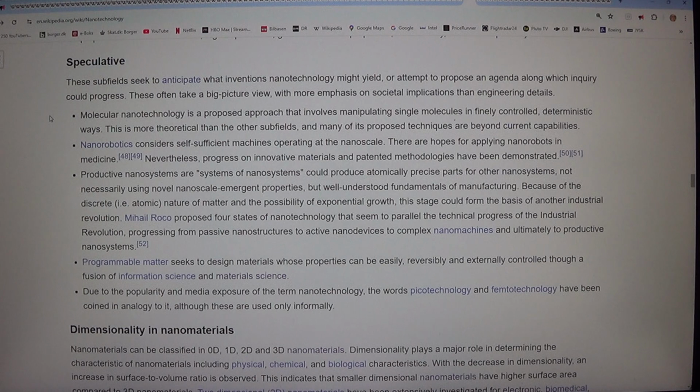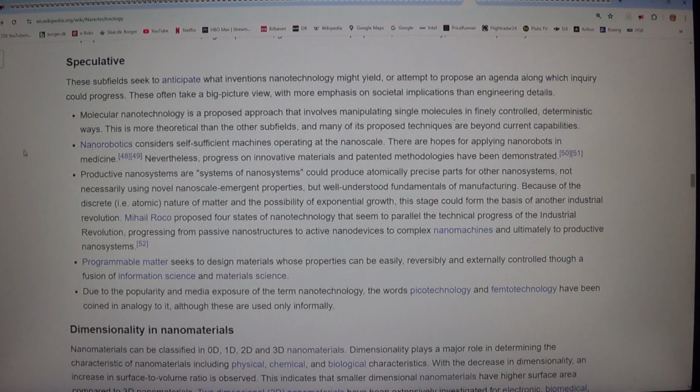Speculative. These subfields seek to anticipate what inventions nanotechnology might yield, or attempt to propose an agenda along which inquiry could progress. These often take a big-picture view, with more emphasis on societal implications than engineering details. 1. Molecular nanotechnology is a proposed approach that involves manipulating single molecules in finely controlled, deterministic ways. This is more theoretical than the other subfields, and many of its proposed techniques are beyond current capabilities.